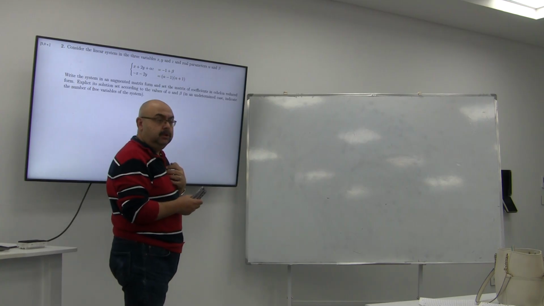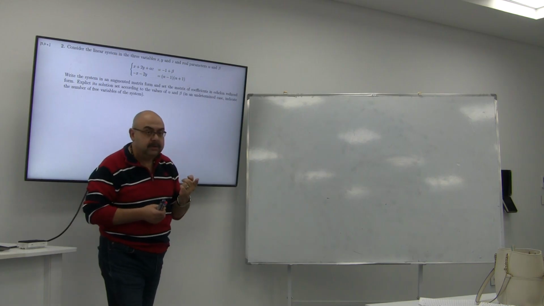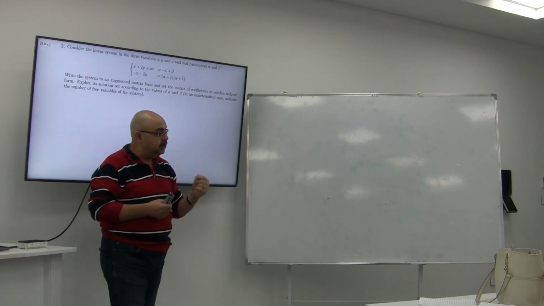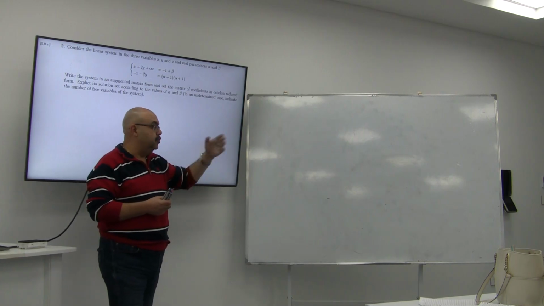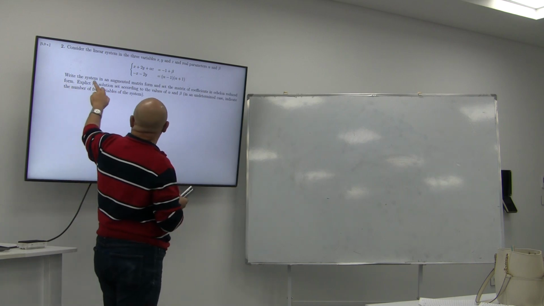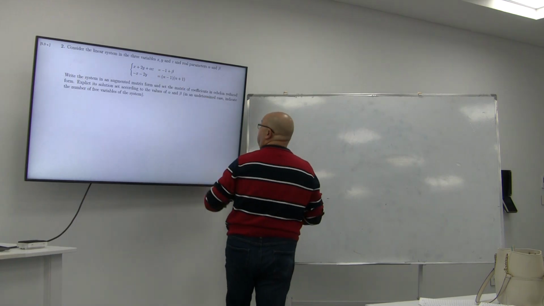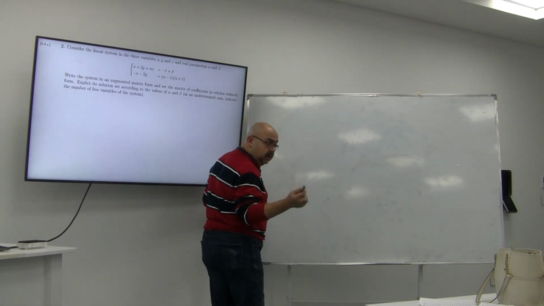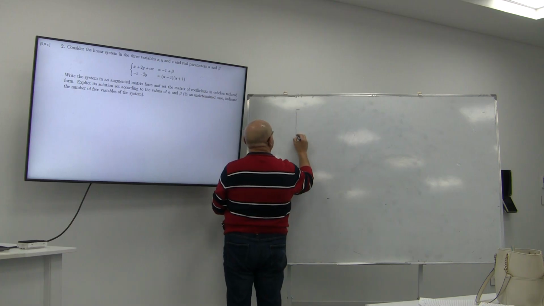I can't get a unique solution unless the number of equations equals the number of unknowns. But here the number of equations is less than the number of unknowns. So I'm in between 2 things: no solution or infinite number of solutions. Okay, continue. Write the system in an augmented matrix. Good that he asked for this, since it carries marks. It's worth 5 marks, right?